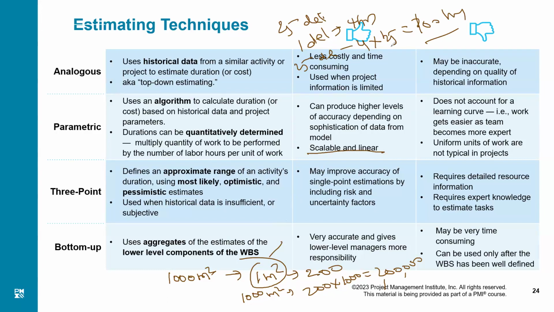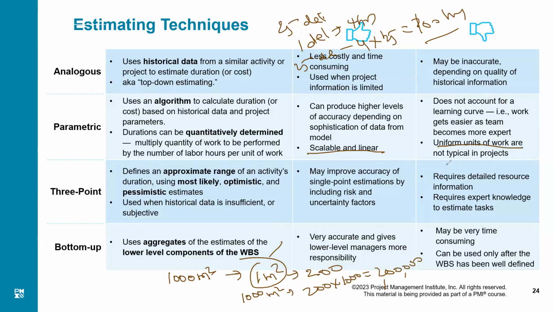Say the first deliverable will take 4 hours, the second deliverable will take 24 hours, the third deliverable can be done in 0.5 hours. You can't use this. So it should be more or less the same duration or cost for your parameter. So that is also a drawback.